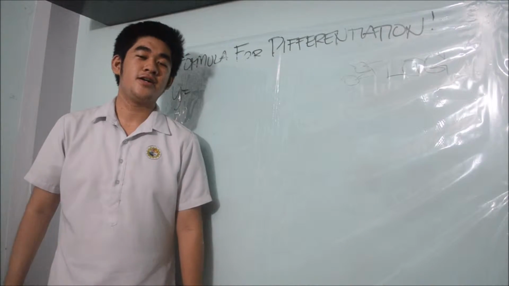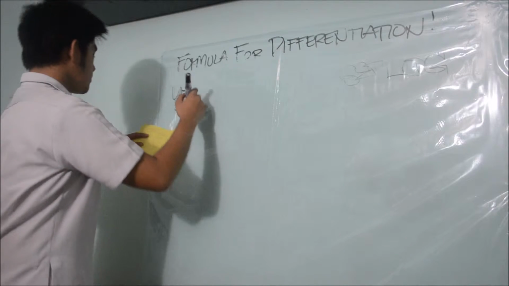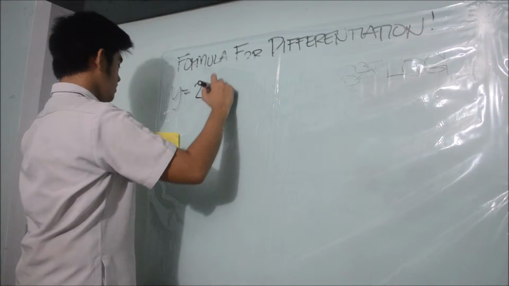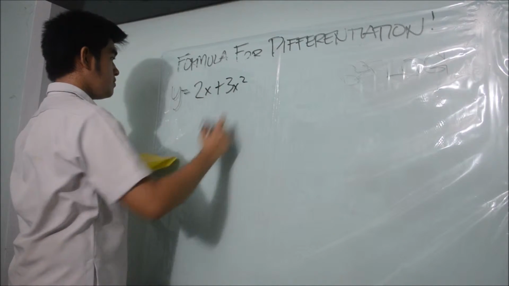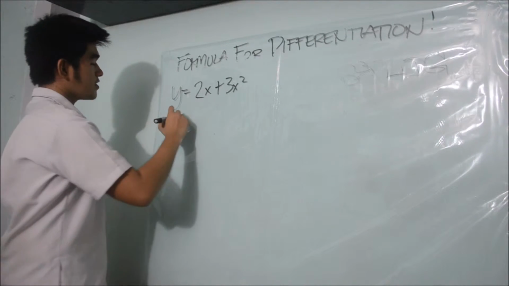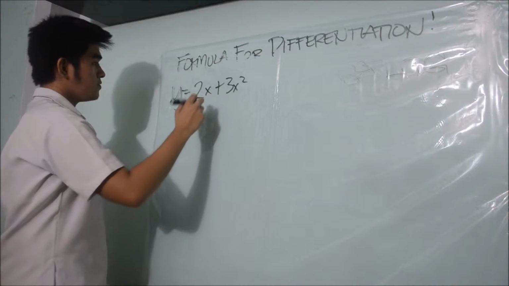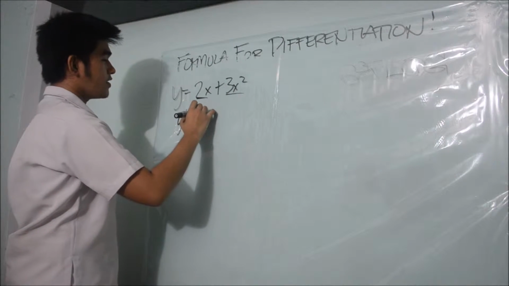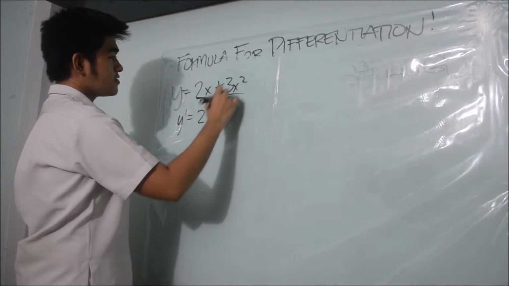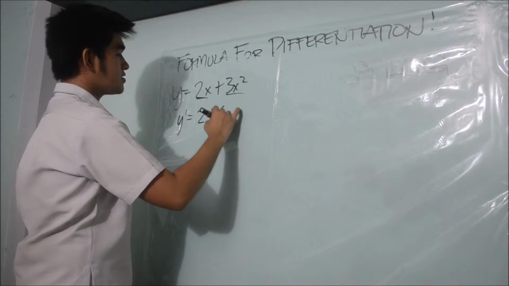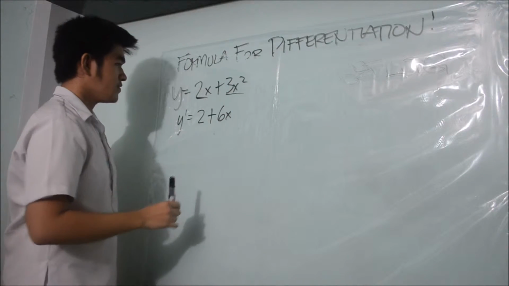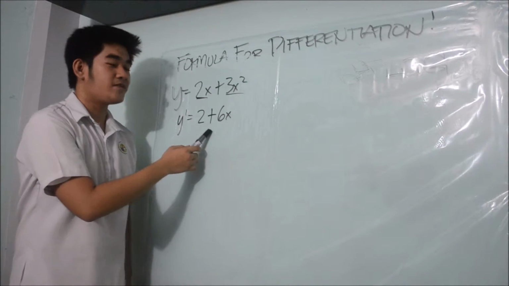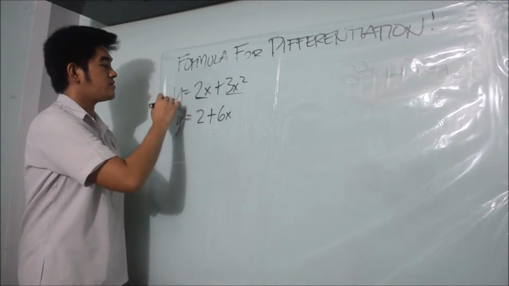And another example is if we're given this equation. So if we get the derivative of this equation, we get the derivative of both functions. So the derivative of 2x is 2 plus 6x. Then since we can no longer simplify this, that's the derivative of this equation.